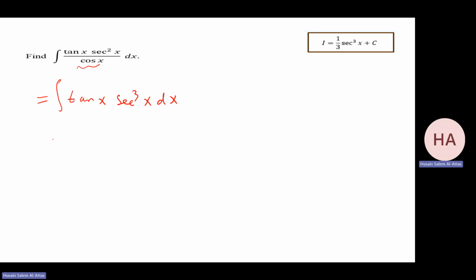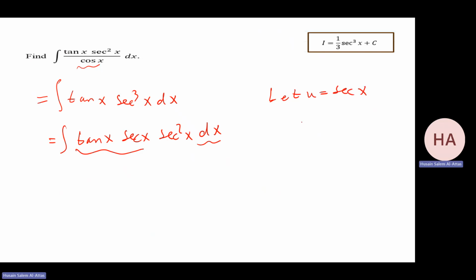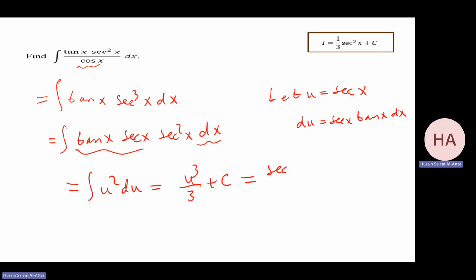So tan is odd, so I can save the tan and do secant here, times secant square x dx. Yeah, that's it. So I let u be secant x, du will be secant x tan x dx. So I have u squared du, and that will be u cubed over 3 plus c. So I have secant cube x over 3 plus c, which is this one.